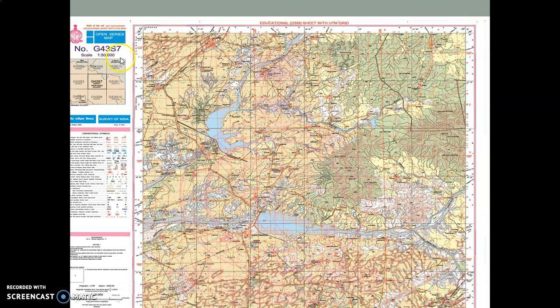G43S7. Scale is the same. So easting and northing, everything is the same. Content is the same, nothing is changed, but only the sheet number and a little bit of the layout is changed. Rest of the information is the same. So please observe the sheet number in your book. You will find either 45D by 7 or 45D by 10. So 45D by 7 is replaced by the number G43S7 with the same scale, with the same content, but only the number is changed.